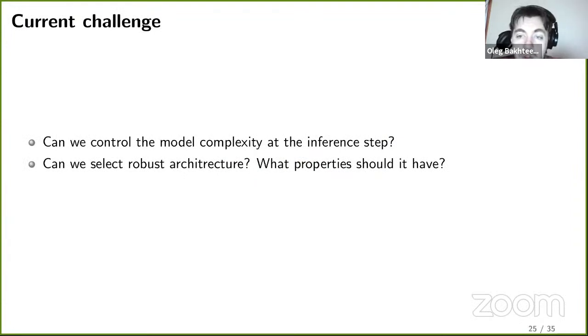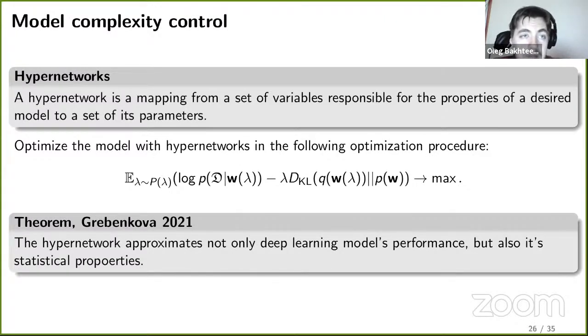If we continue to analyze the structure, we wonder about two questions. Can we control the model complexity at the inference step, not at the training step? And can we select some robust architecture, and what properties should it have? For the model complexity control, we propose to use hypernetworks. A hypernetwork is a mapping from a set of variables responsible for the properties of a desired model to a set of its parameters.